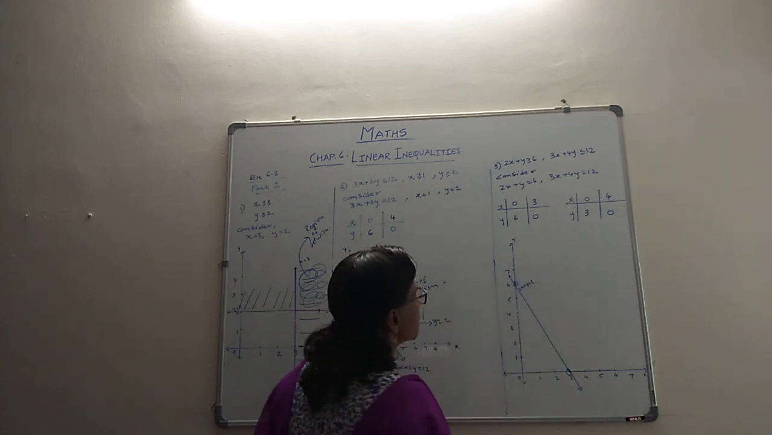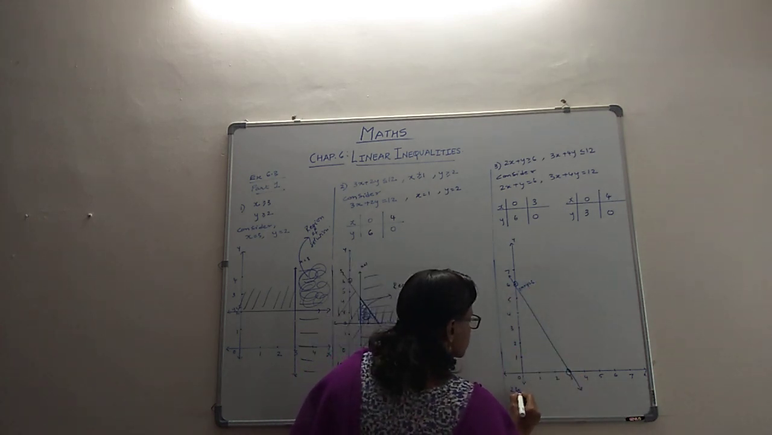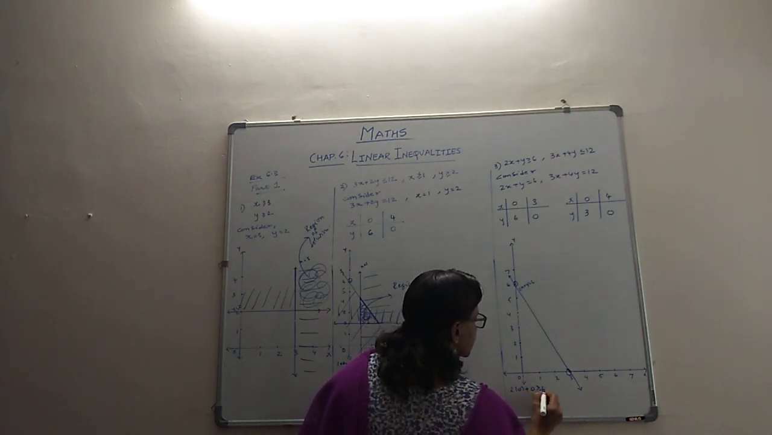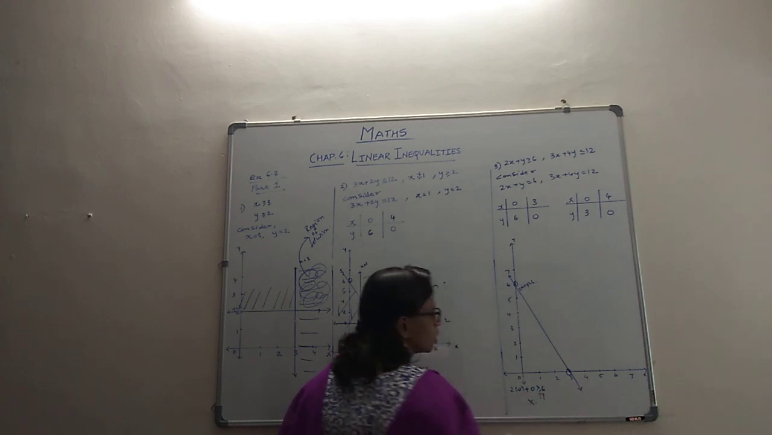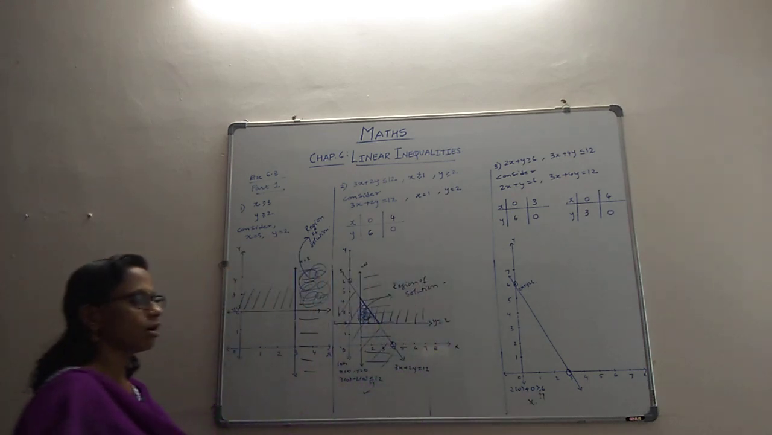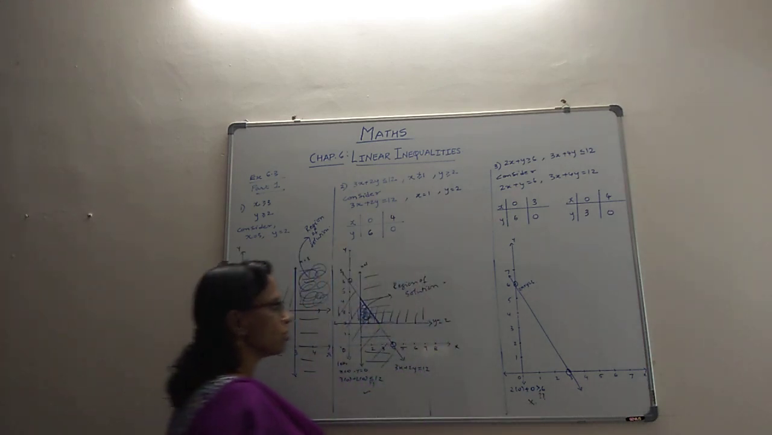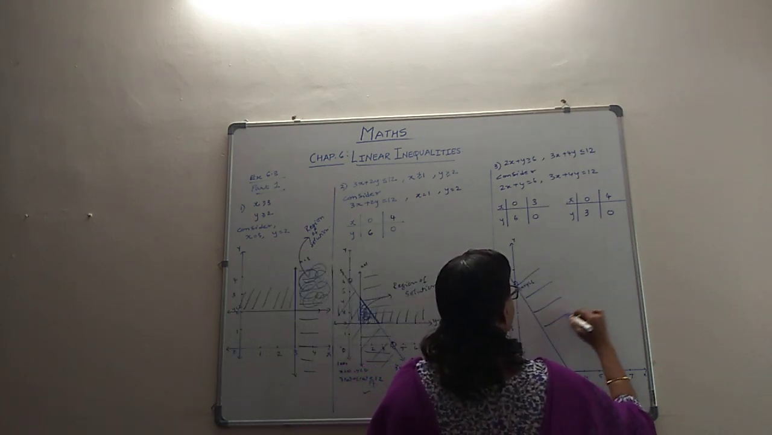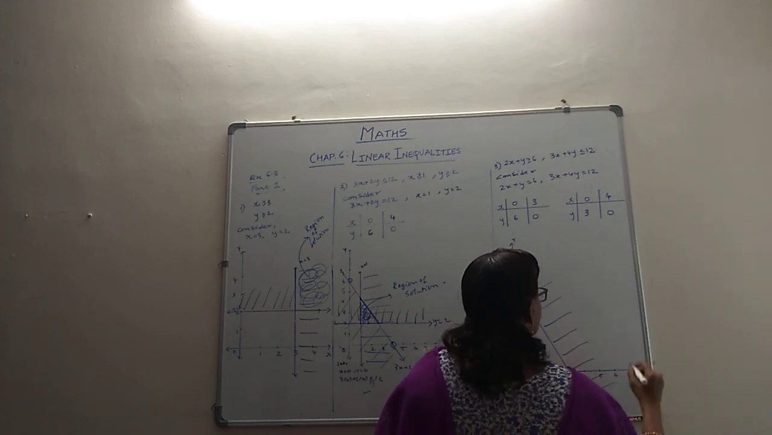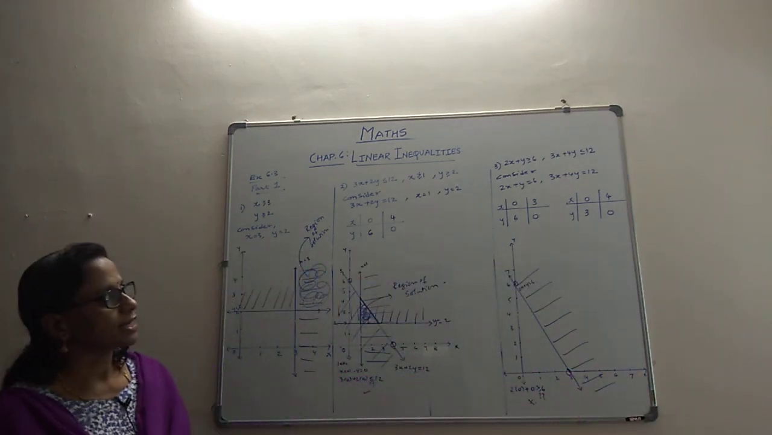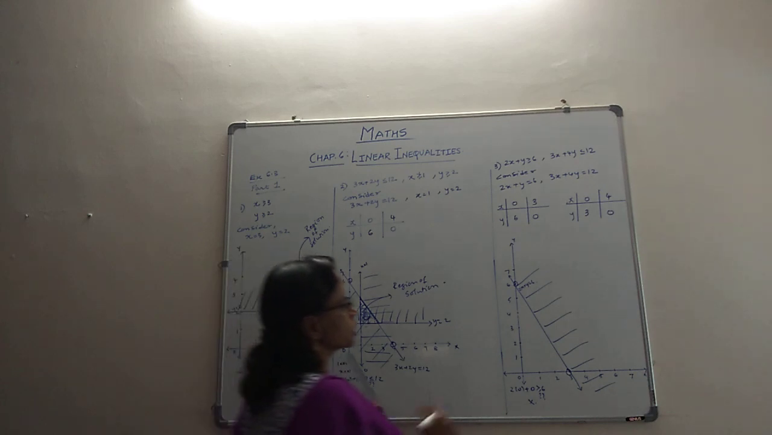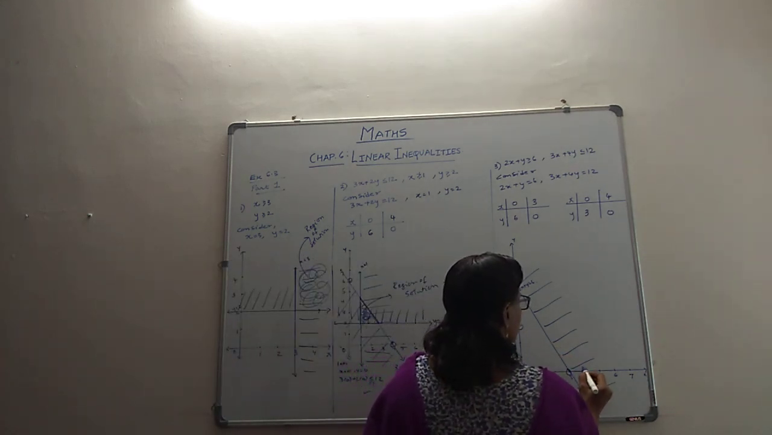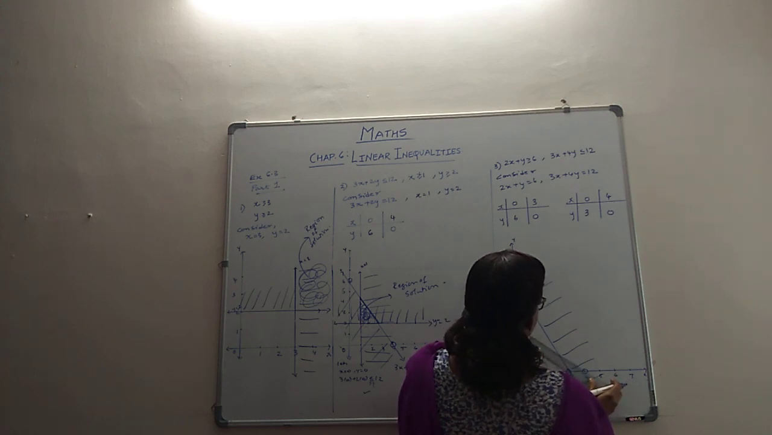We have to see the region now. So 2 into 0 plus 0, whether it is greater than or equal to 6, no, it's not, because 0 is not greater than 6, that's wrong. So therefore the origin area is not the area of solution, this part is the area of solution. For the first one, that is done. Now let's take the second one. 0, 3, first point. Next point, 4, 0. And then let's plot it up.